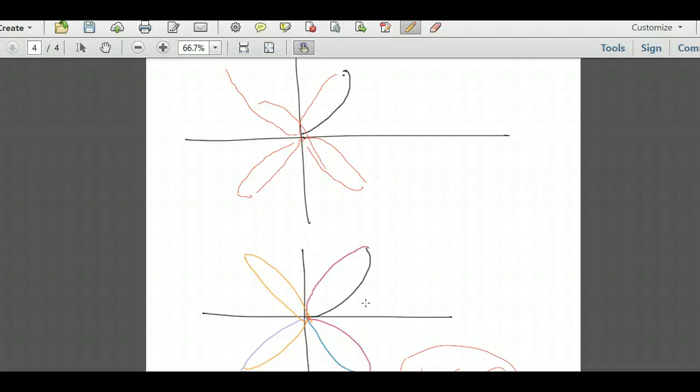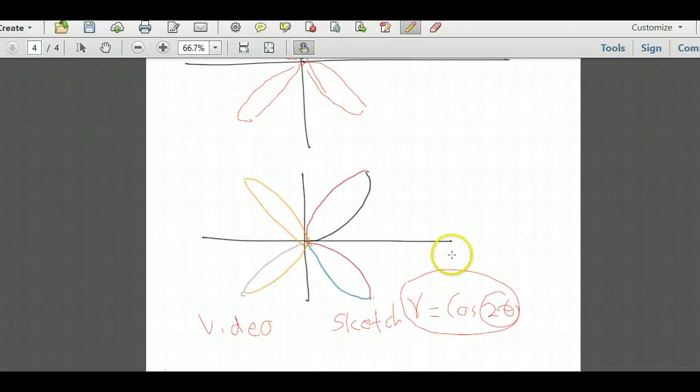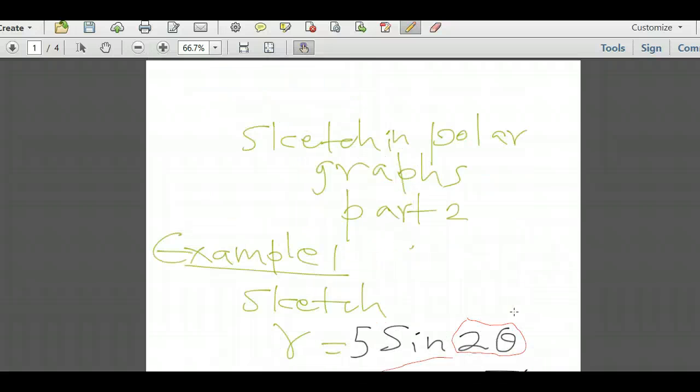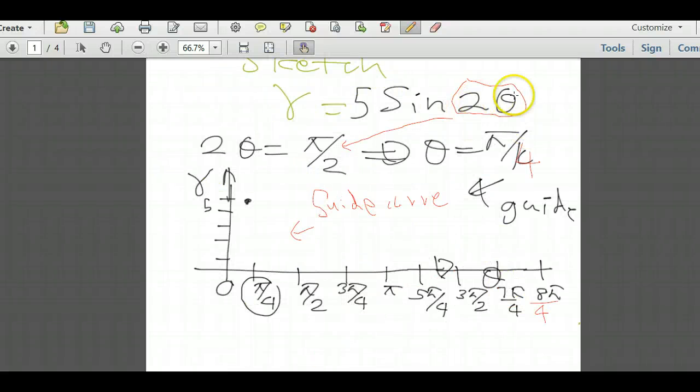Alright, so before I sign off, I'm going to give you the video exercise, which is to draw r equals cosine 2 theta, which is just like that. So let me go through the steps again. The way I started was I take the inside, set it equal to pi over 2 and solve for theta. And I use those thetas as my guidelines for the guide graph or the guide curve.